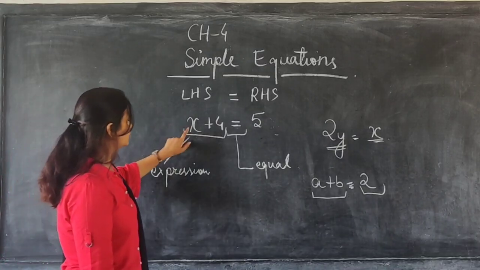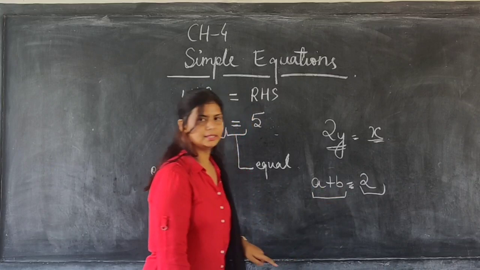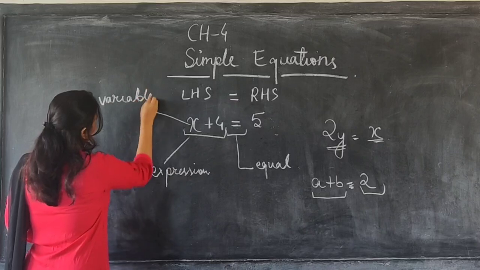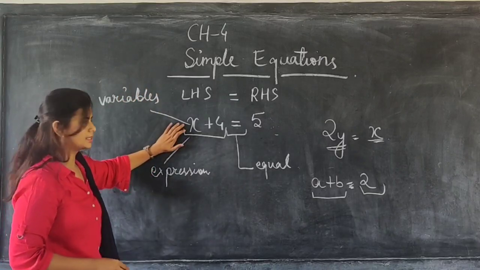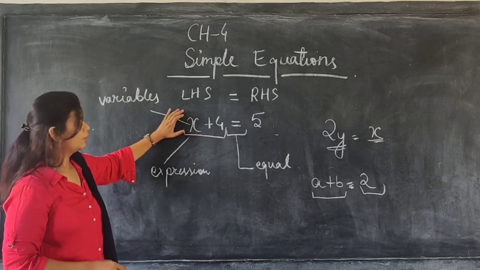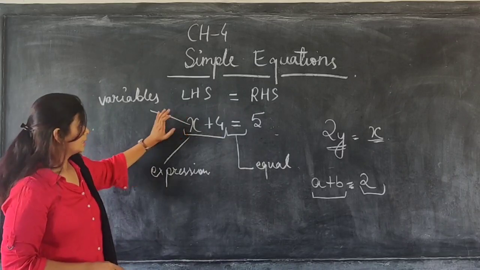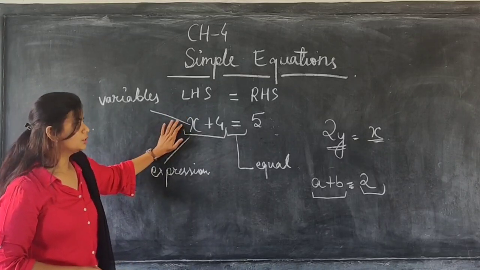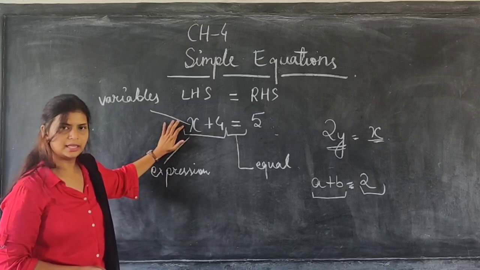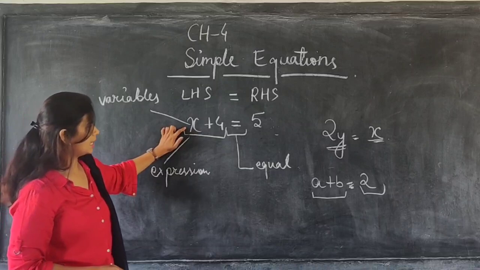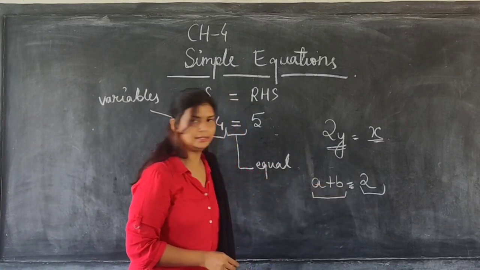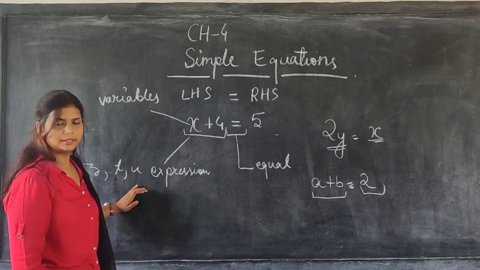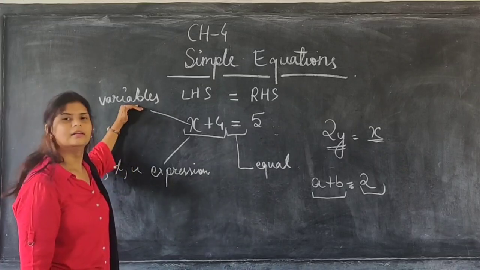Now you must be thinking, what is this x and y and a and b? These are called variables. Now if instead of numbers we write alphabets, yes, instead of numbers when we use alphabets, it is called a variable. You can use any variable from A to Z. So here I have used X, Y, A, B. You can also use Z or T or U. Any alphabet you can use. That is called a variable.